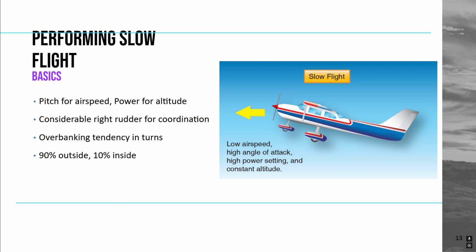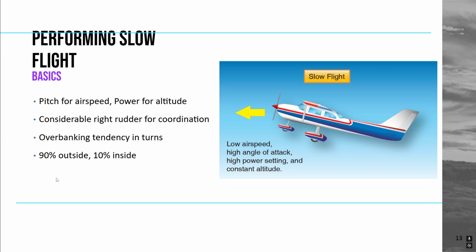All right, performing slow flight. Again, we're going to pitch for our airspeed once we're in that region of reverse command and use our power for altitude. We're going to be using considerable right rudder to counter those left turning tendencies and the potential overbanking tendency in turns. So if we're doing shallow banks, potentially we'll have to use some counter aileron, some opposite aileron, in the turns.